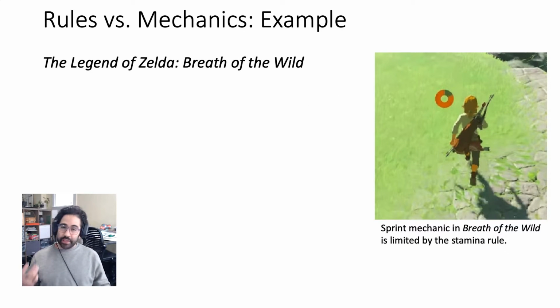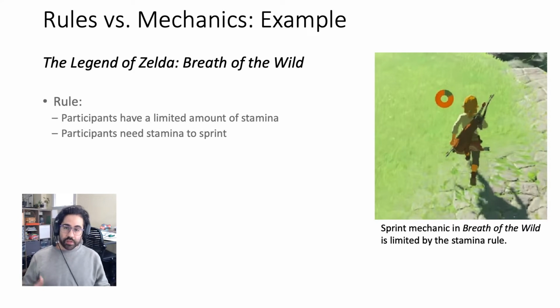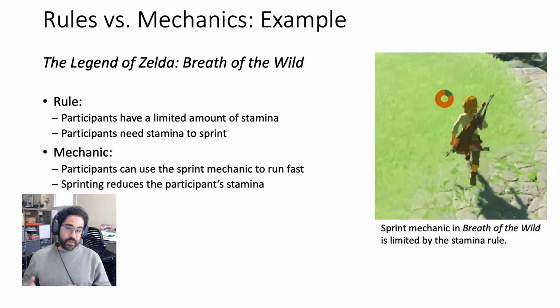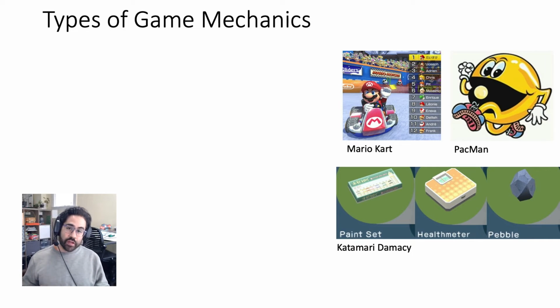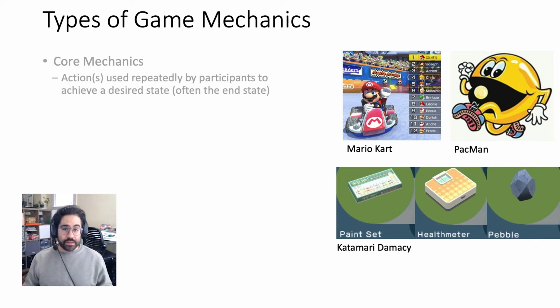In The Legend of Zelda: Breath of the Wild, there's a mechanic for sprinting. So the rule around that mechanic is that participants have a limited amount of stamina, and that participants need stamina in order to sprint. The mechanic says that participants can use the sprint mechanic to run faster, and that sprinting reduces the participant's stamina. Now, depending on how you look at it, again, some of these distinctions might overlap, and that's fine. We can break this down a little bit further by talking about the different types of game mechanics.